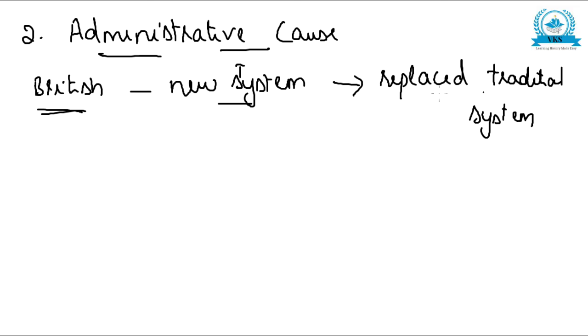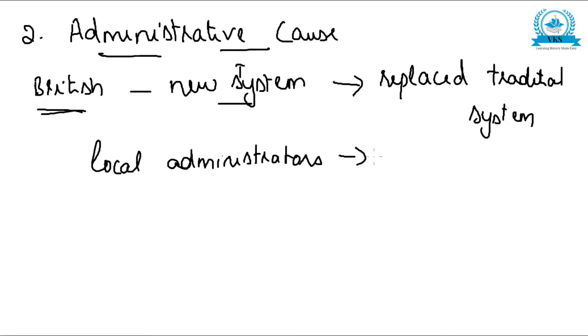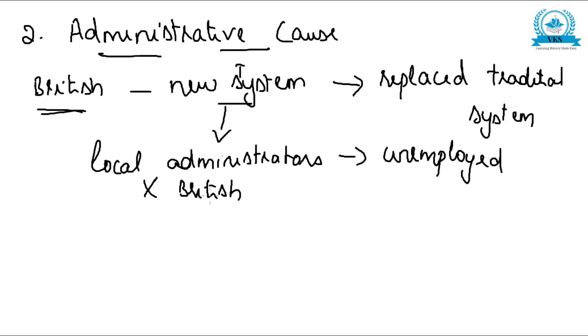Because of this new system of administration, many local administrators as well as local officers became unemployed. They became unemployed because the British had a new system of administration and these local administrators were not needed for that. So they also turned against the British.